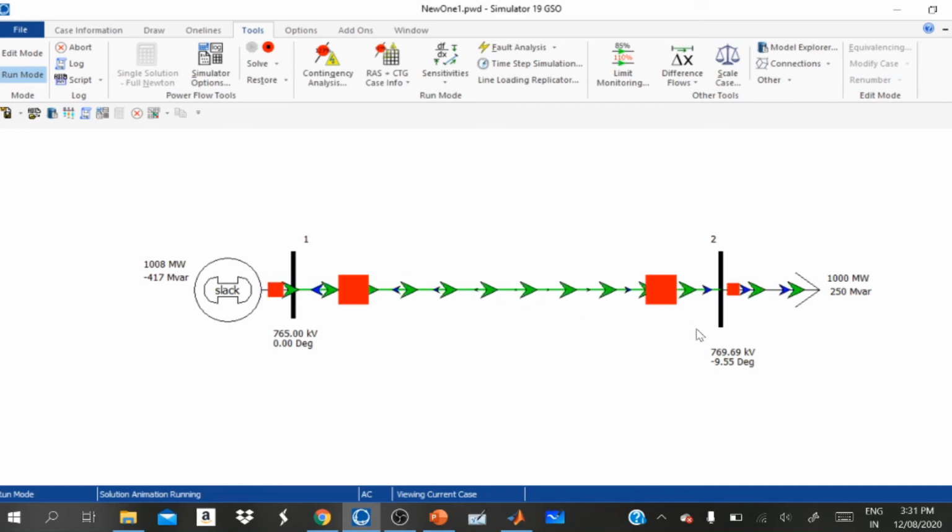With these three parameters, Vs, Vr and the power angle, we can calculate the sending end power and receiving end power, the sending end MVAR and receiving end reactive power. And also using these parameters, we can calculate the voltage regulation of the line, the power loss and also the efficiency of the system.